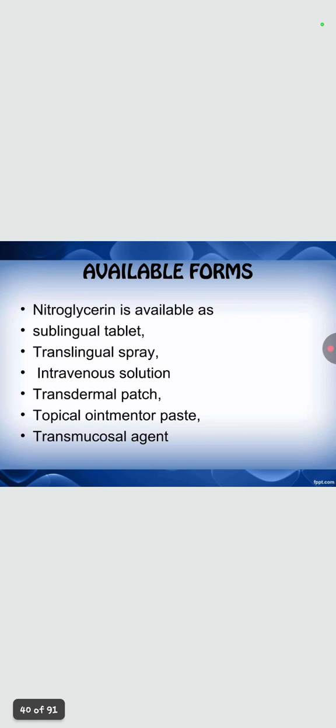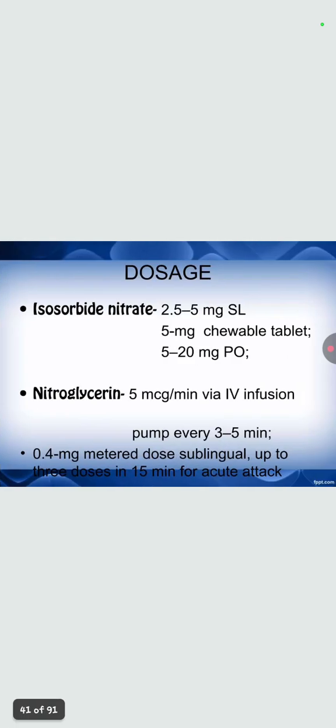Available forms: nitroglycerin is available as sublingual tablets, translingual spray, intravenous solution, transdermal patches, topical ointment paste, and transmucosal agent. Nitroglycerin is never ever taken through the GIT or orally. Dosage of isosorbide nitrate and nitroglycerin: how to take, when to take, and how much time to take. This is the slide for it.